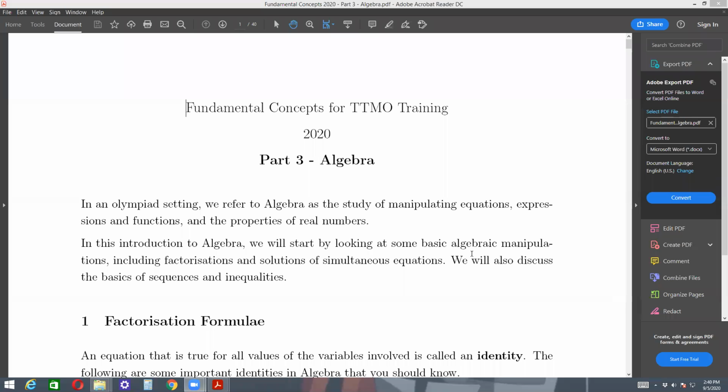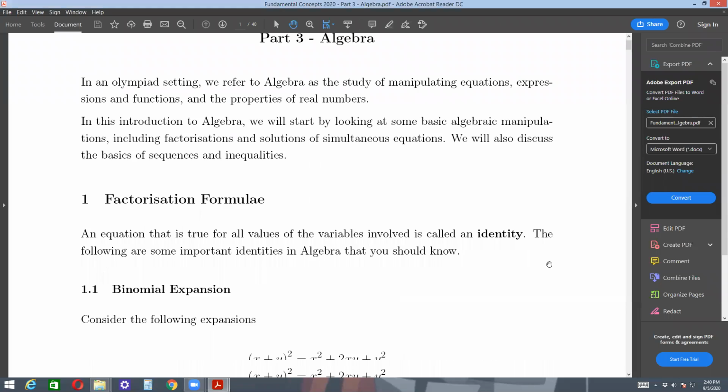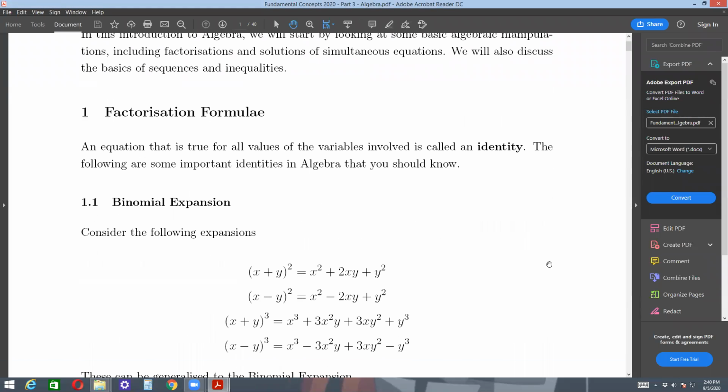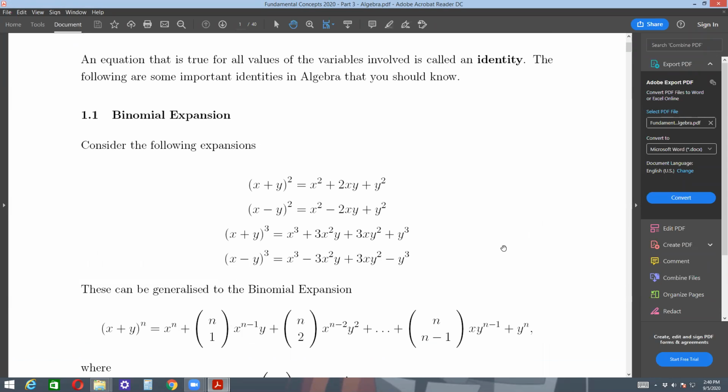Okay, so algebra, we're going to be looking at a lot of ways of manipulating equations and things like that. Right, so some basic expansions and, well, basic formulae you need to know.